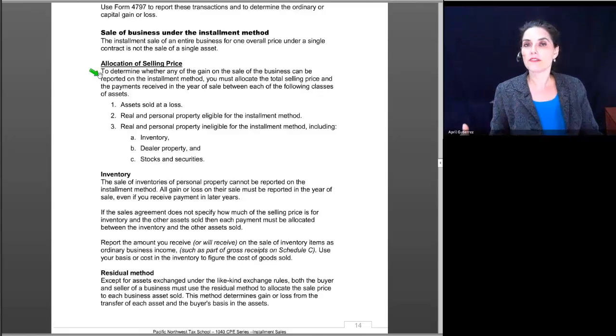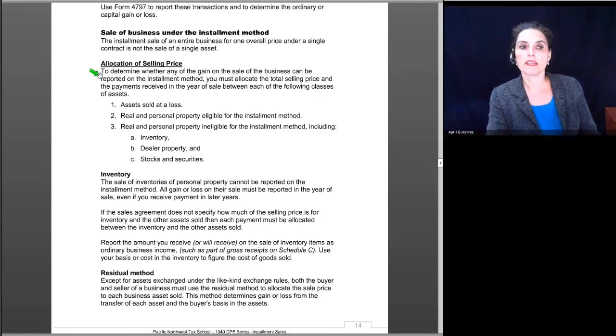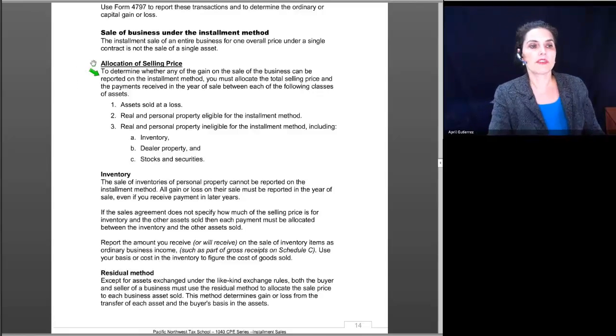And if you're the seller of the business, the same thing. You're going to have to divide that business into its component parts. And if it's being sold on an installment basis, you're going to have to apply the installment sale rules to each component of that business that was sold, and so on. So let's look at how the allocation of that selling price works.